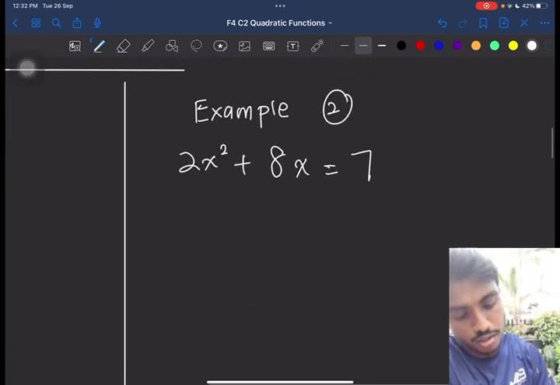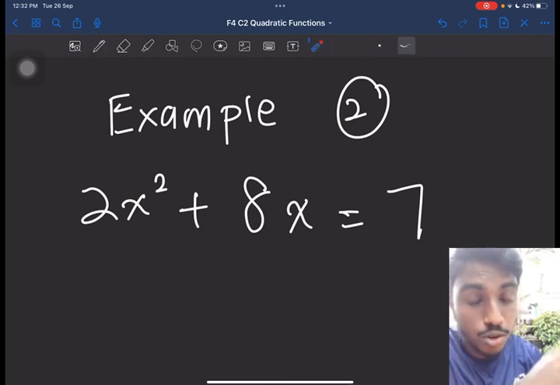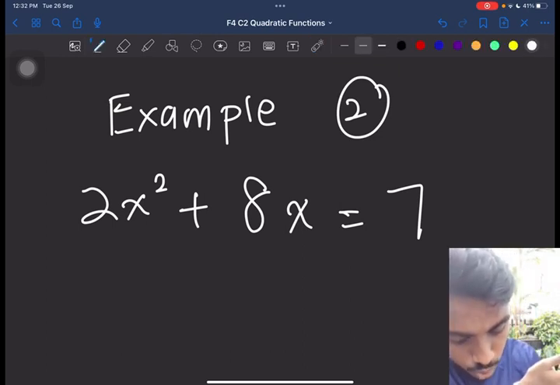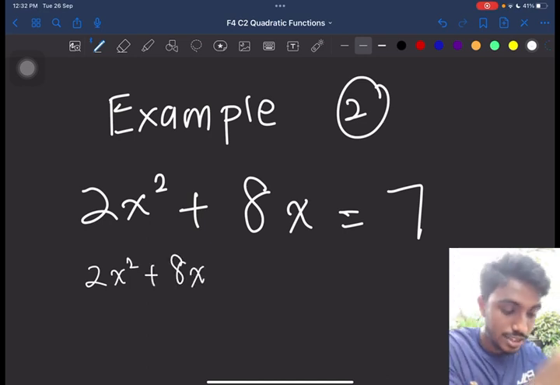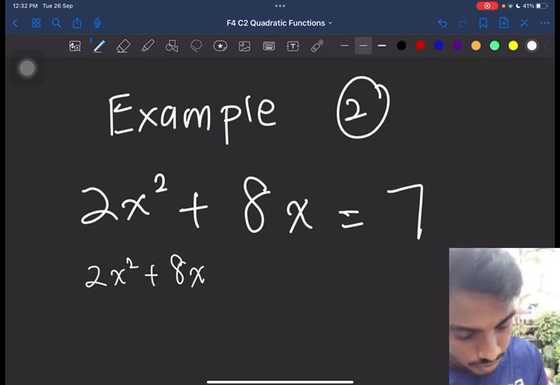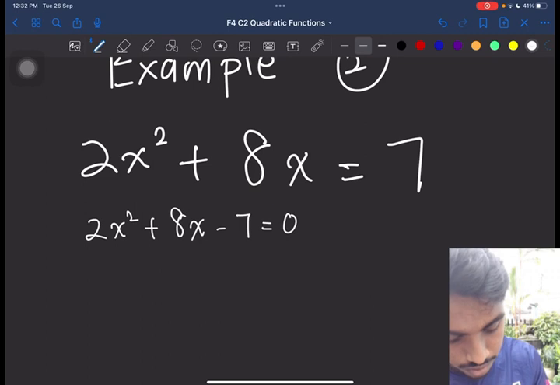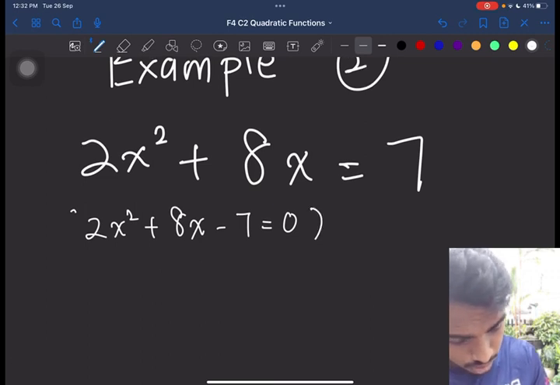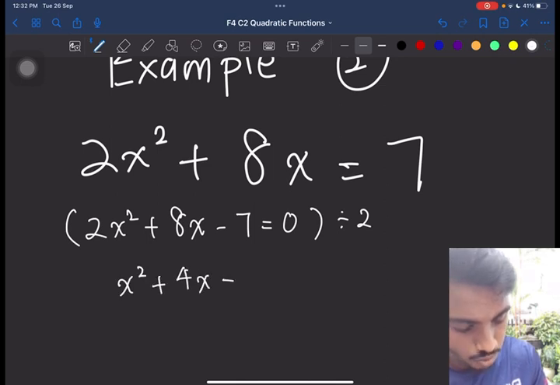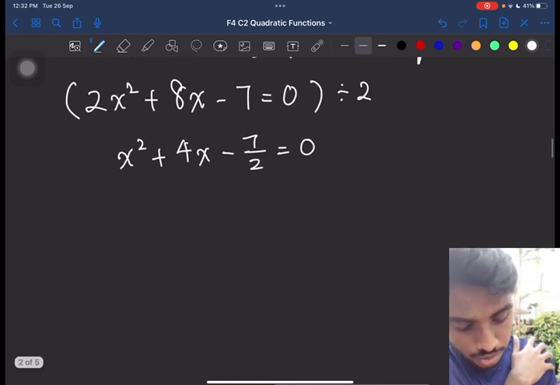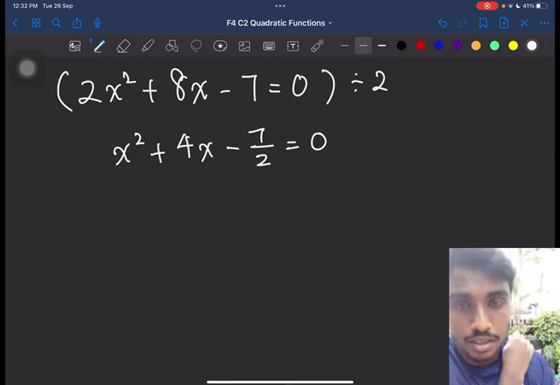Another example, let's quickly do this. In this question, it's not in general form and the a is not 1. So what we have to do is make it into general form: 2x square plus 8x. Move this 7 to this side, negative 7 equal to 0. And I want to make sure my a is 1. So how to do it? Divide everything with 2. So I'll get x square plus 4x minus 7 over 2 equal to 0. Divide everything with 2, you will get the next equation. From here we'll start to do completing the square. How?